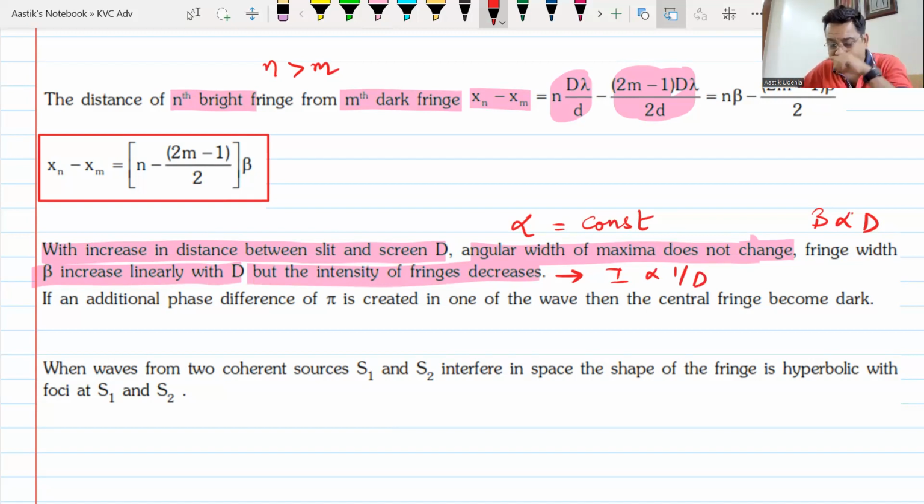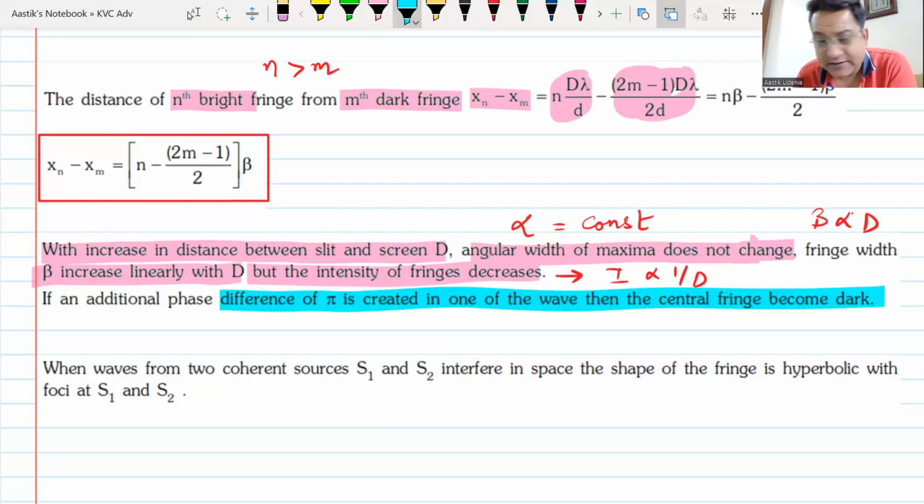Do we remember this? Yes, sir. If you have a phase difference of pi, then the central bright fringe becomes dark. That is the case in Lloyd's mirror because one of the sources is coming from a reflected source. There is a phase difference of pi.